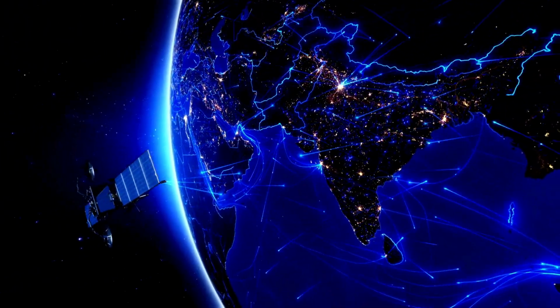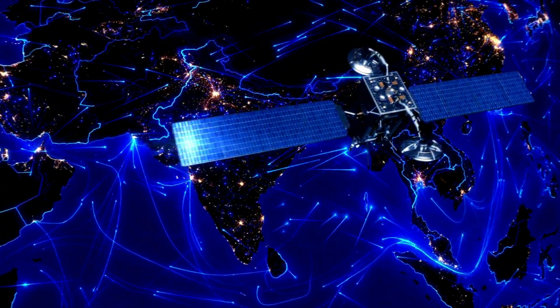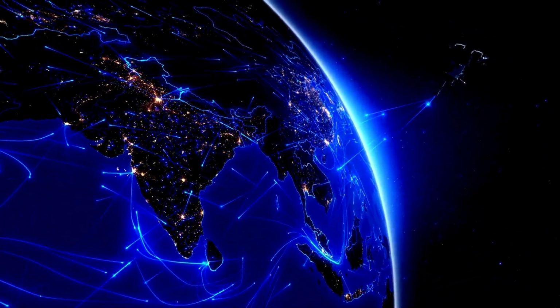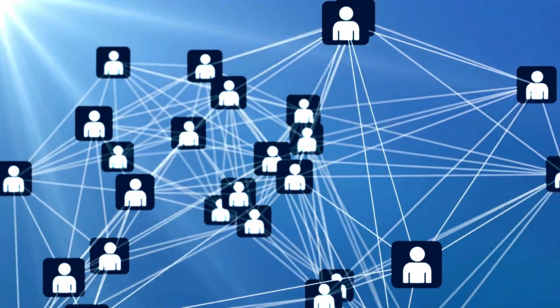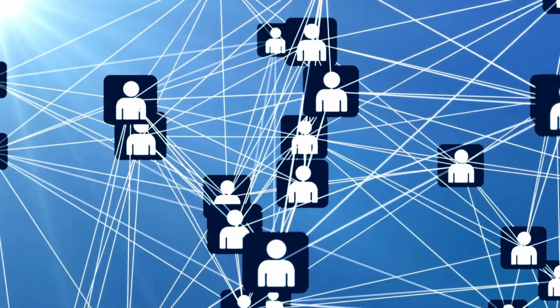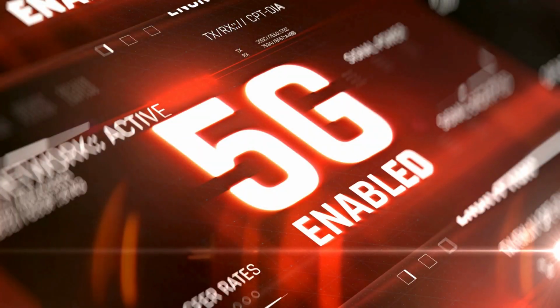But how does this happen? It all comes down to a few key pieces: devices, networks, and data. Let's break it down step by step. When you open YouTube or send a message, your device, like your phone or computer, connects to the internet through a local network. This could be your home Wi-Fi or your phone's data plan.